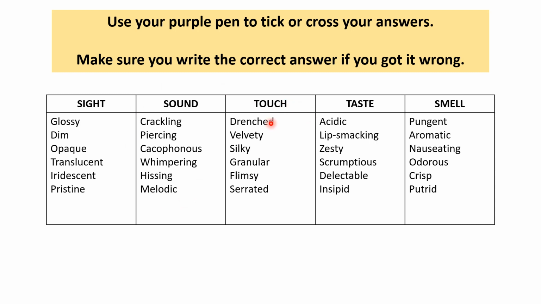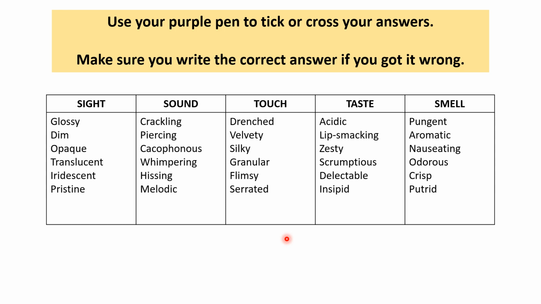For touch, we have drenched, velvety, silky, granular, flimsy, serrated. For taste, we have acidic, lip-smacking, zesty, scrumptious, delectable, insipid. And for smell, we have pungent, aromatic, nauseating, odorous, crisp, and putrid. Often people confuse these two, taste and smell. Honestly, some of them for taste can be used for smell, but just make sure that yours looks exactly like this by pausing the video and making any corrections now, please.